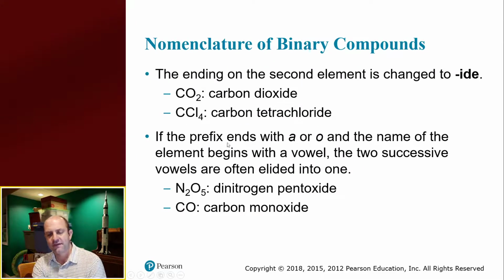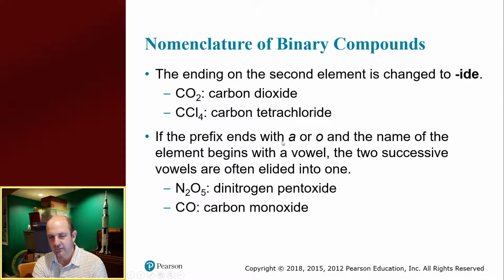And then it says, if the prefix ends with A or O, and the name of the element begins with a vowel, the vowels are often elided into one. I don't like the way they wrote this. I'd say if the second element is oxygen, then the A or the O gets squished into one. If it's iodine and becomes iodide, we will write triiodide with 2 I's in a row. So I don't like that.